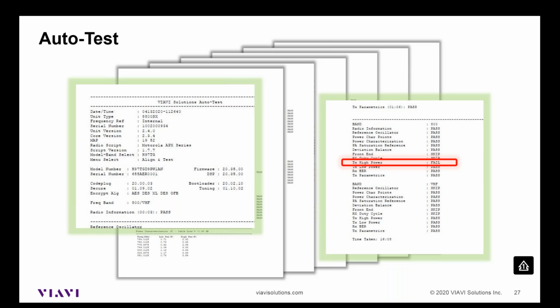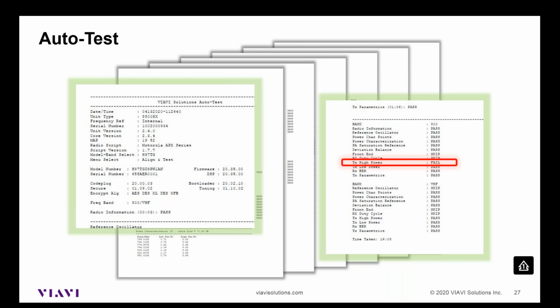I had a customer that sent half a dozen radios back to depot because they were failing transmit power. And when he got them back from depot, he retested them, and they still failed transmit power. When we looked at the results file, we could see that sure enough, the power was low and we were trying to raise the power. But as we kept trying to raise the power, the transmit power kept dropping.